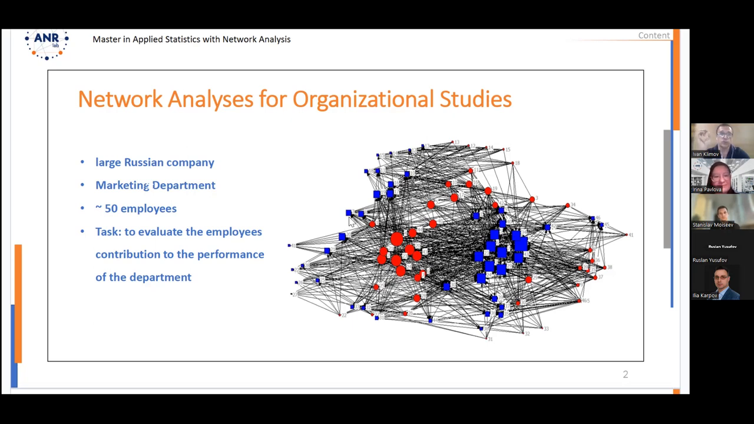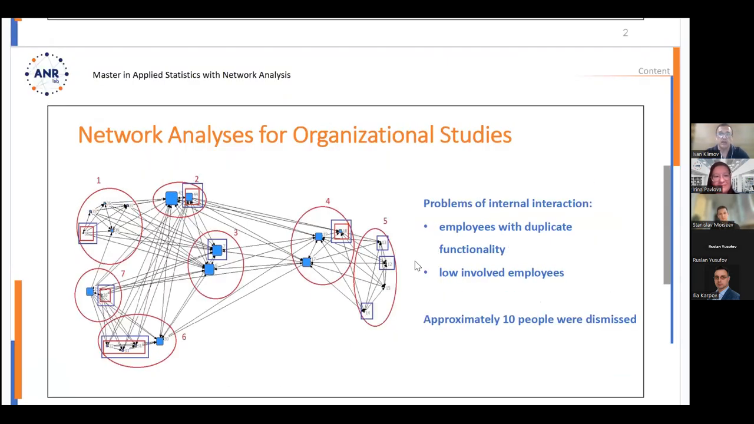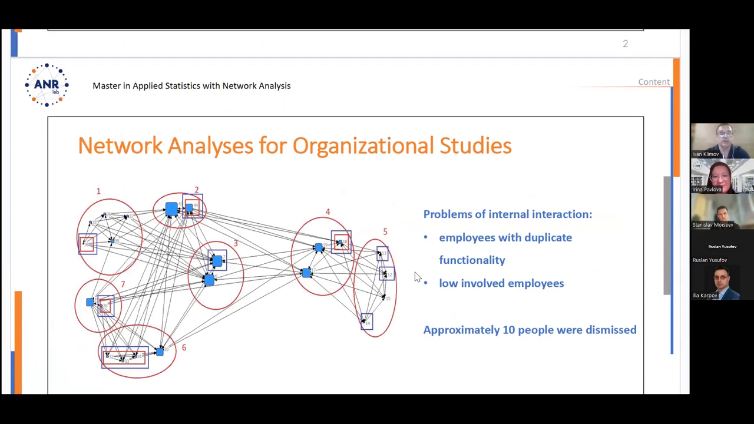Then the network has been cleared of redundant communication lines. And as a result, the next graph was obtained. Two features of the interaction network are visible here. Pay attention to circles 2, 3, and 4.